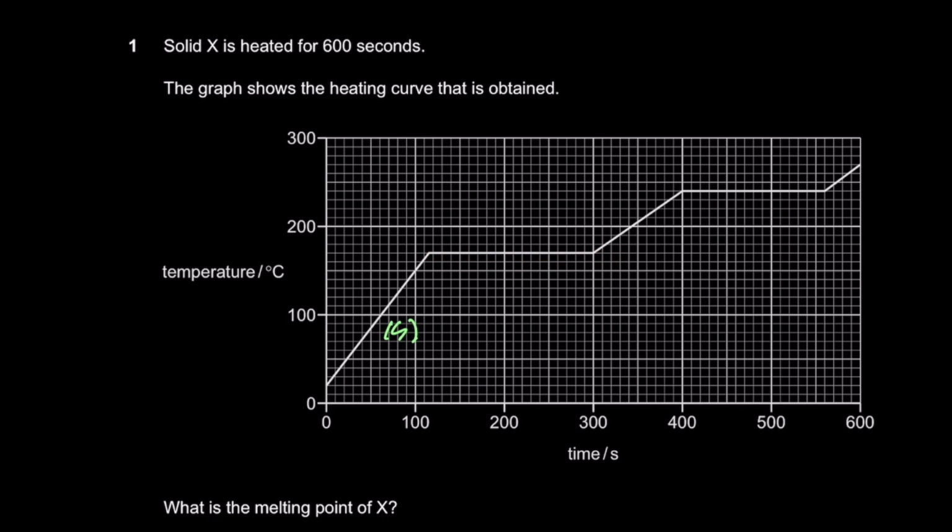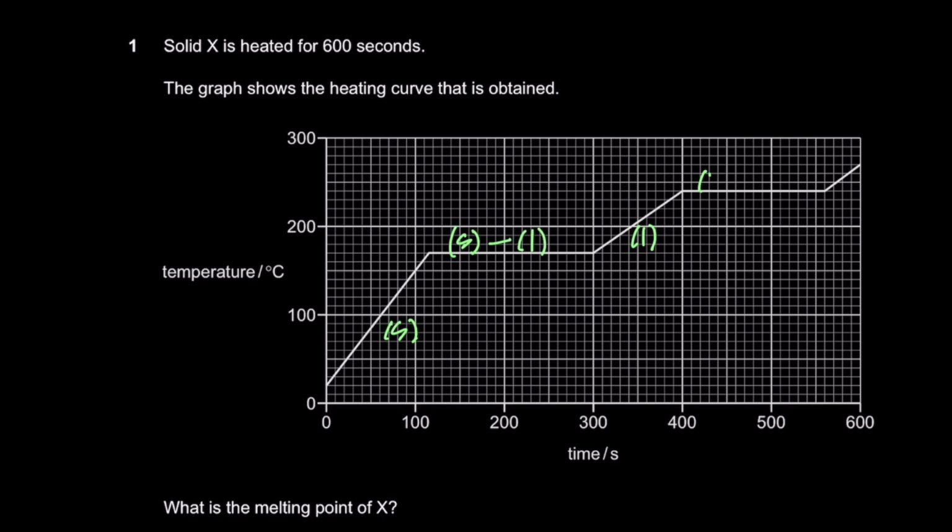Remember, when the temperature is constant, there is a change of state. So this solid is going to convert into a liquid at this particular temperature, which is the melting point. And after all the solid has been converted into a liquid, only then will the temperature start to rise, and again it becomes constant at time equals 400 seconds.